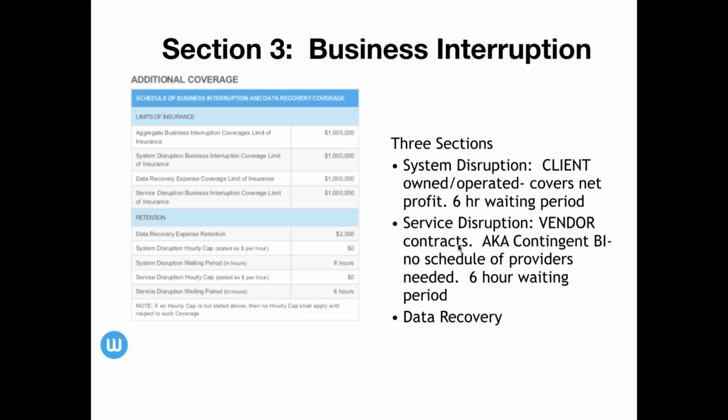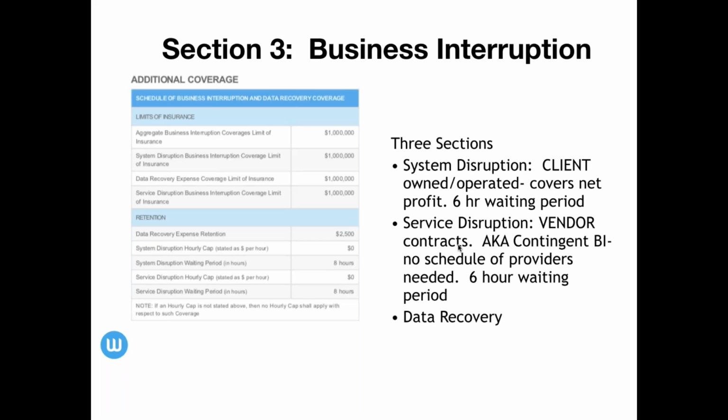So Brad, we talk a lot about business interruption coverage because it becomes such a big claim driver from a cost perspective. And so as you guys as agents, what you need to know is that it's typically broken down into three areas. The first one is a system disruption. That means that your insured owns their computer system, manages their computer system, and that system goes down and they're unable to work for an extended period of time.